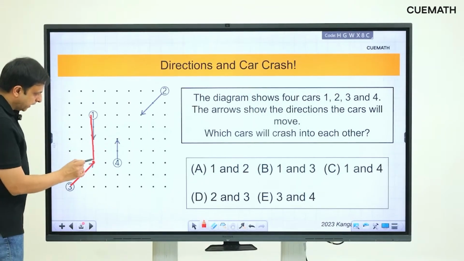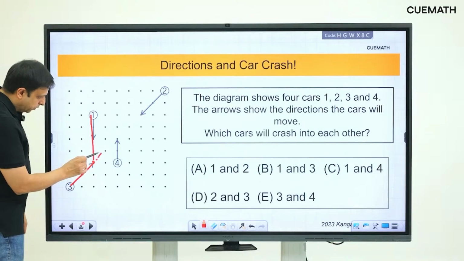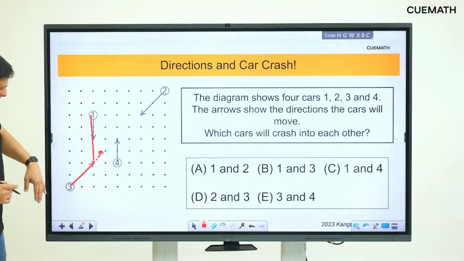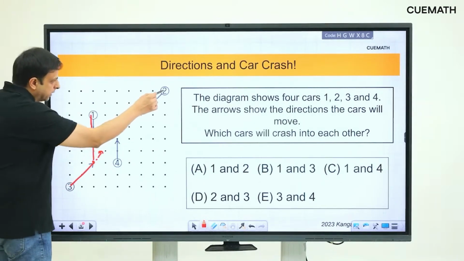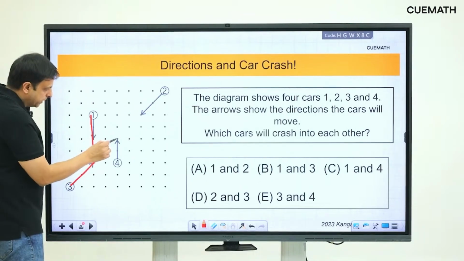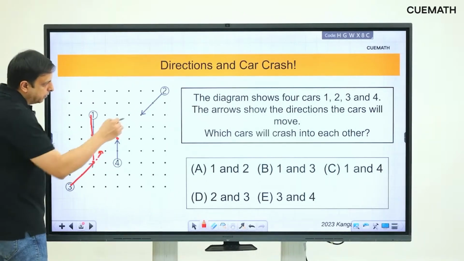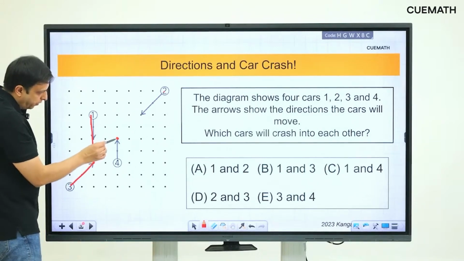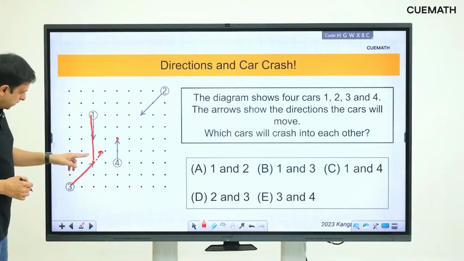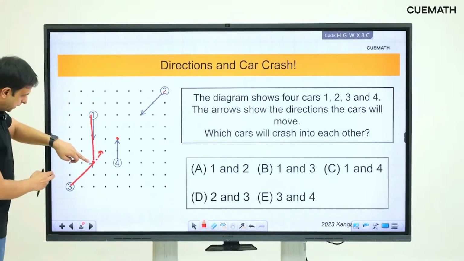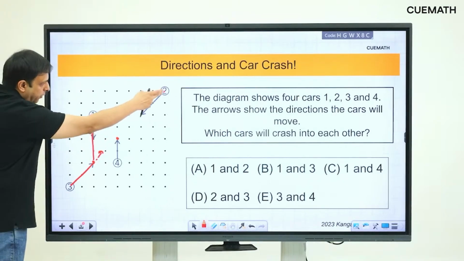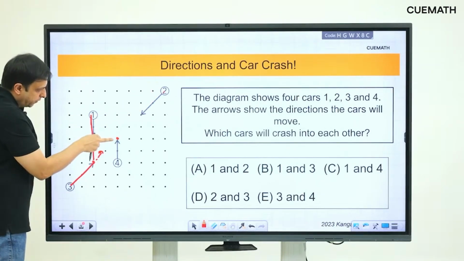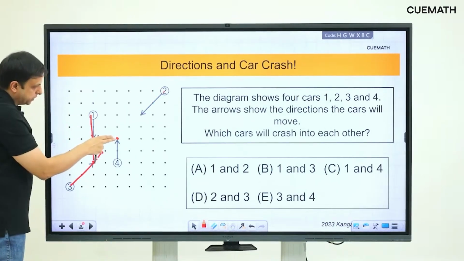So car 3 won't crash into car 1, it will kind of go over like this, go ahead like this. Similarly, cars 2 and 4 could potentially crash at this point, but by the time car 2 reaches over here, car 4 would already have crossed this point. So car 1 will not reach this point, car 3 will cross, and car 4 would already have crossed this point by the time car 2 reaches over here.